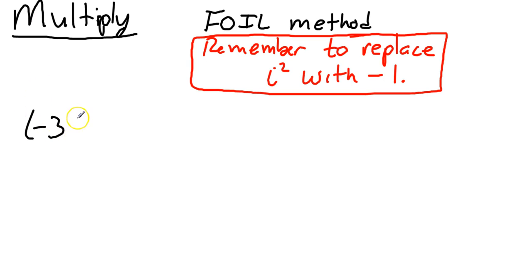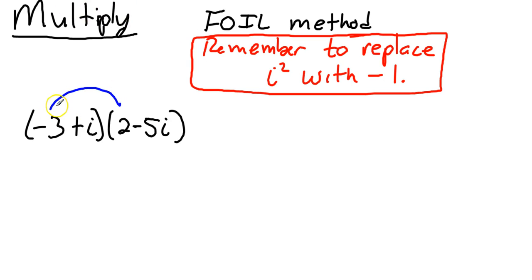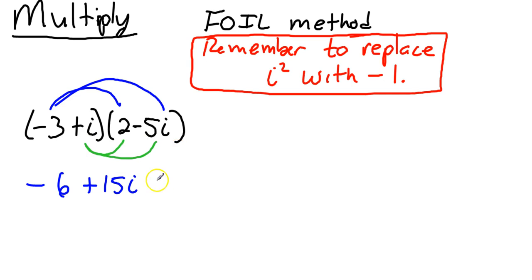So let's go with negative 3 plus i times 2 minus 5i. Okay, so negative 3 times 2 is negative 6. Negative 3 times negative 5 is a plus 15i. i times 2, then i times negative 5i. So you have a 2i, and then minus 5i squared.